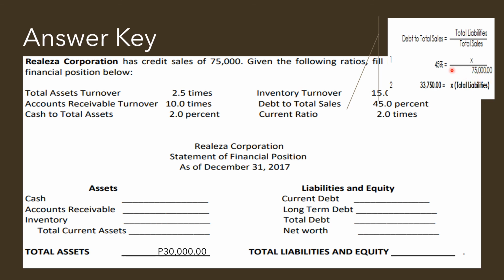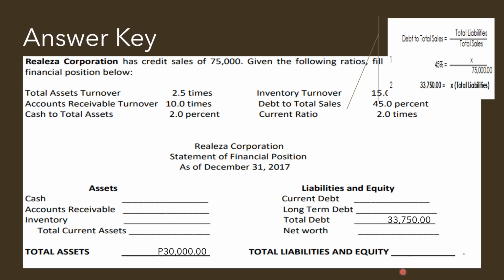So, you just need to multiply it. 75,000 times 45% is 33,750. So, your X or your total liabilities is 33,750. So, nakuha na rin natin yung total liabilities. Saan natin ilalagay yon? Here.